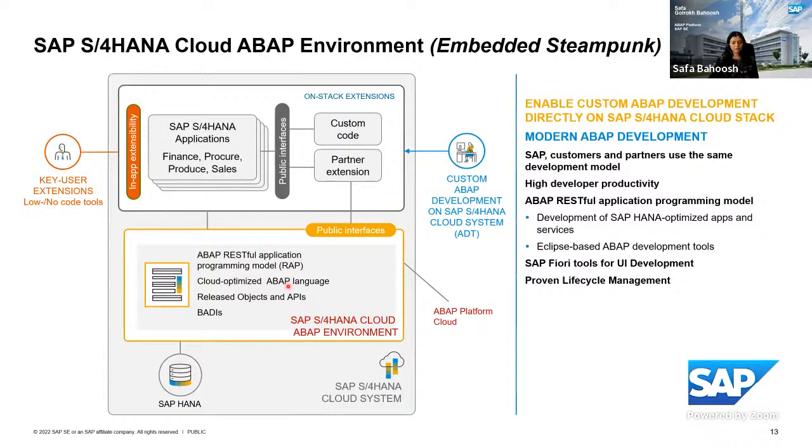By intention, we have this because we literally bring the concept which we use in the BTP ABAP environment today within our actual core application, in this case S/4HANA Cloud. This means this new environment will be based on the same concept as the BTP. So we have here the new programming model, the RAP programming model. We have the cloud-optimized ABAP language, and we also have the released objects and APIs.